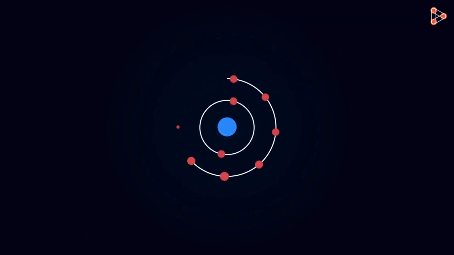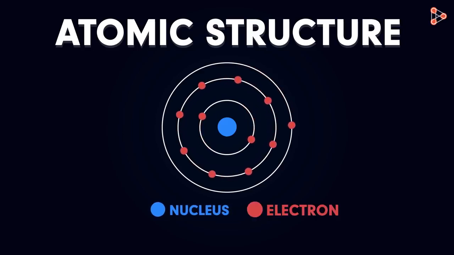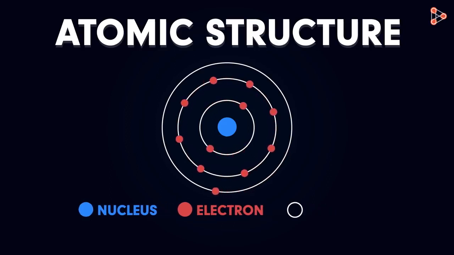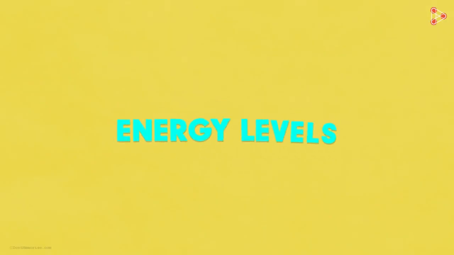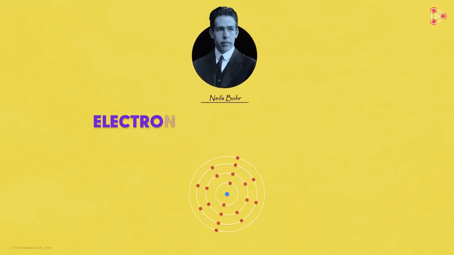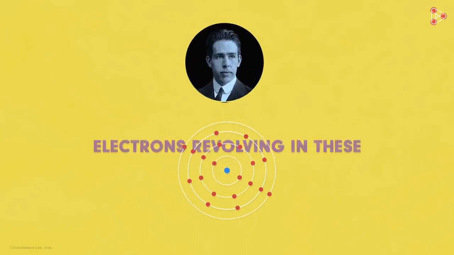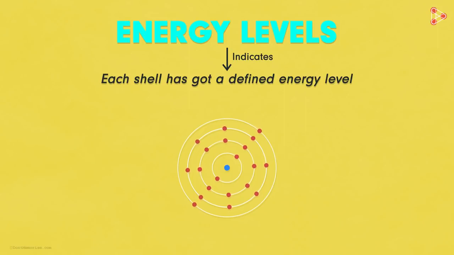In a similar way, we have the atomic structure. The nucleus acts like the sun located at the center, and the electrons are like planets which revolve in fixed, defined orbitals. These electron orbitals are referred to as shells or energy levels. Now, the name energy levels gets us to an important concept. Niels Bohr suggested that the electrons revolving in these orbitals do not radiate energy. Now, this is justified when we use the term energy levels, because it indicates that each shell has got a defined energy level. That means when the electrons revolve in these shells, they do not liberate any form of energy.